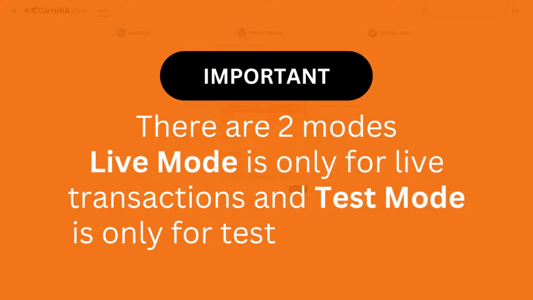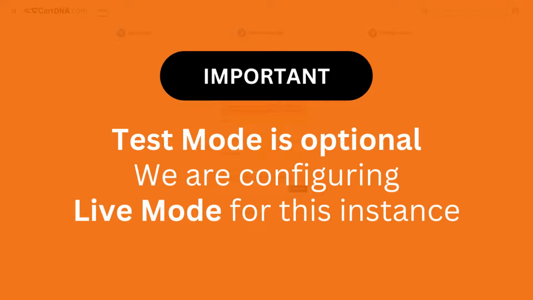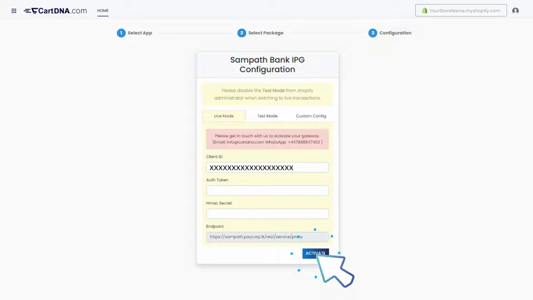Important: there are two modes. Live mode is only for live transactions and test mode is only for test transactions. Test mode is optional. We are configuring live mode for this instance. Enter the credentials that you got from your Sampath Bank and click on Activate.